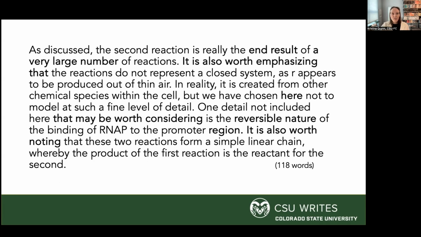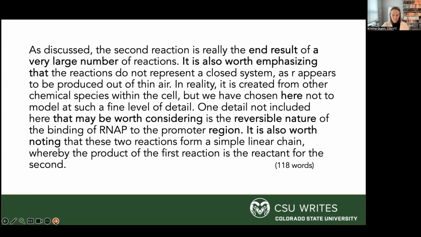This is a short paragraph, but as discussed, the second reaction is really the end result, very large number of reactions. It's also worth emphasizing that the reactions do not represent a closed system, as R appears to be produced out of thin air. In reality, it is created from other chemical species within the cell, but we've chosen here not to model such a fine level of detail. One detail not included here that may be worth considering is the reversible nature of the binding of RNAP to the promoter region. It's also worth noting that these 2 reactions from simple linear chain, whereby the product of a first reaction is the reactant for the second.